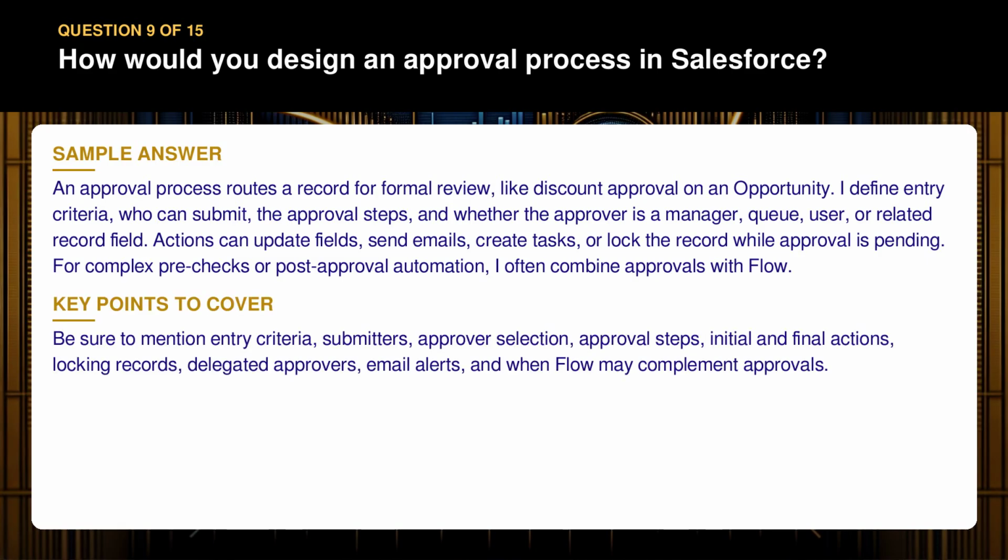Be sure to mention entry criteria, submitters, approver selection, approval steps, initial and final actions, locking records, delegated approvers, email alerts, and when Flow may complement approvals.